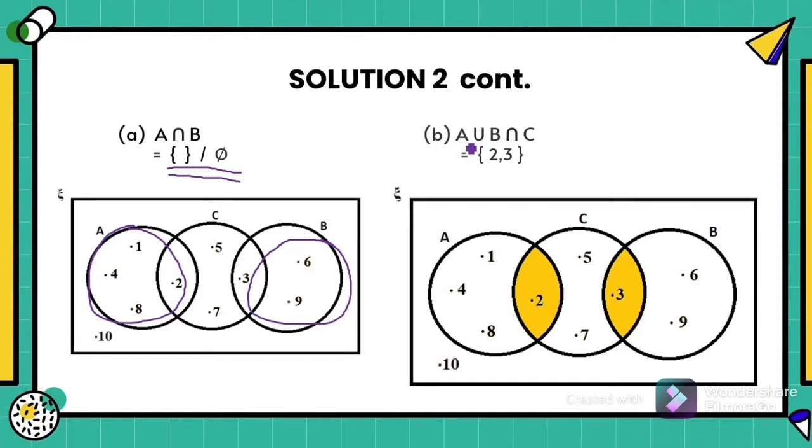For question B, it wants us to find A union B, intersect C. So we must find A union B first. A union B is this area, plus this area. Then intersect with C. So 2 and 3 is the answer for question B. This is the shaded region for question B.